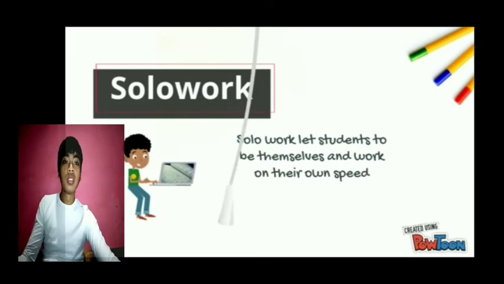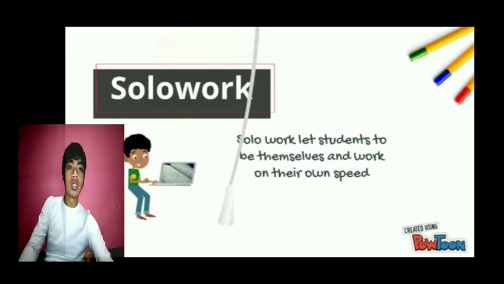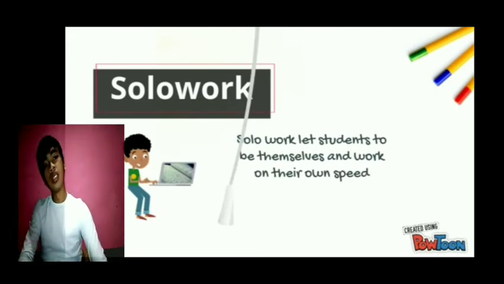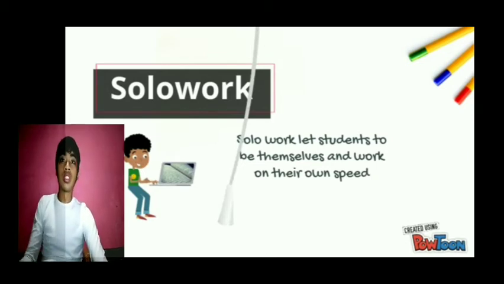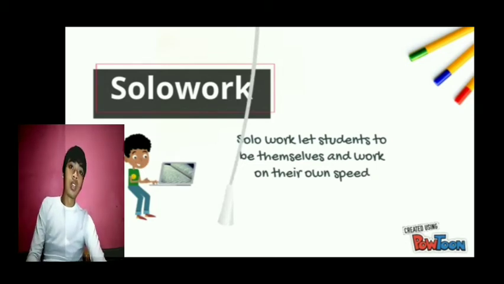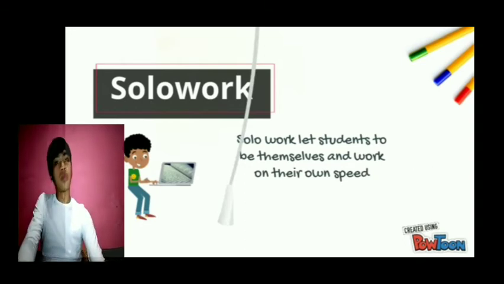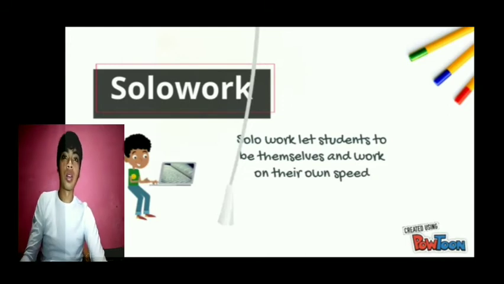Okay, and solo work. Solo work lets students be themselves and work at their own pace. Such individual learning is a vital step in their development of learning autonomy. The advantages of this way: it allows the teacher to respond to individual student differences. It is less stressful for a student to perform, and it can develop learner autonomy.